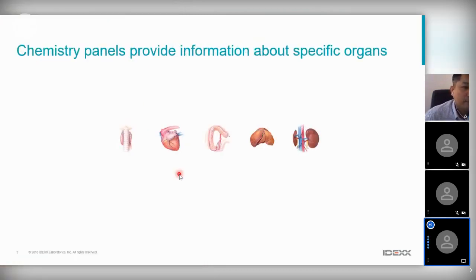So the chemistry panels provide us a lot of information. Like if we do a kidney test, we get the information about the kidneys. If we do the liver test, we get the information about the liver. They provide us specific information about specific organs.